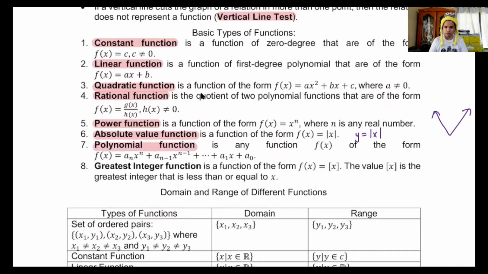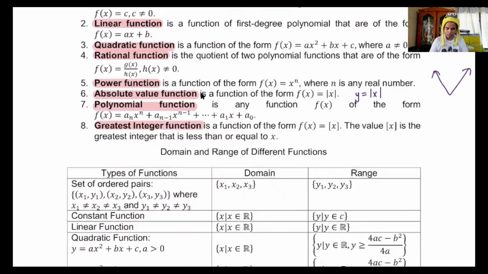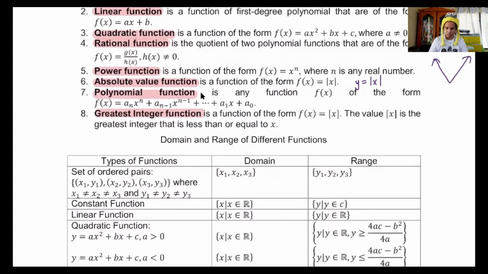A polynomial function is any function of the form. So the highest exponent, the highest degree, can be 3, can be 4, can be 5. That's polynomial. And the last one here is the greatest integer function. Let me add, by the way, that the greatest integer function is a function of the form f of x equals the x enclosed in a bracket symbol.